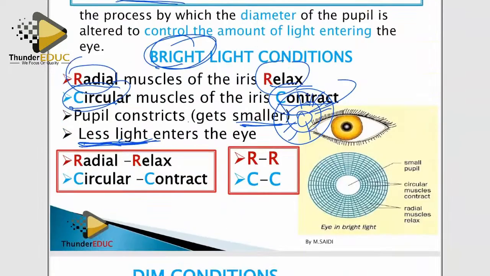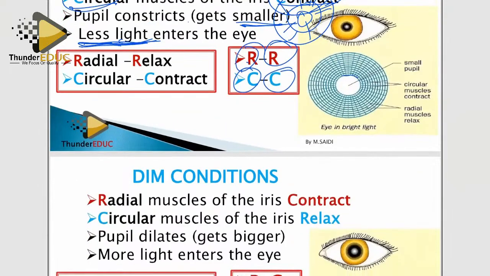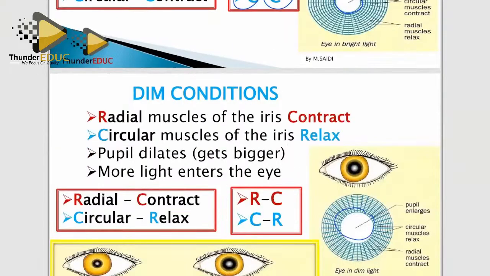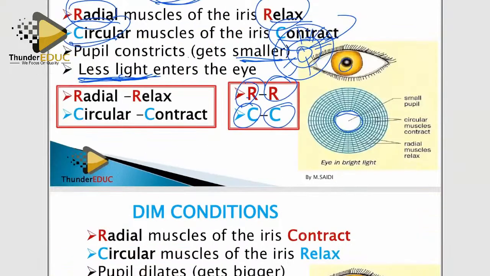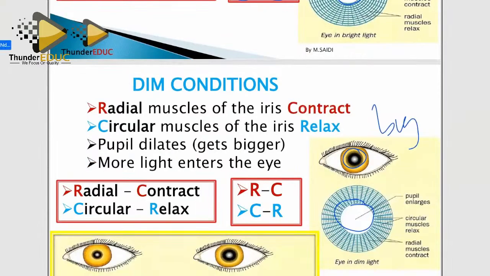That's why we say R with R, C with C. In bright light, don't mix the letters. R will go with R, C will go with C. If you look at them here, you can also see that the diameter of the pupil has constricted. If you compare this pupil size and this pupil size, you'll see that this is small, while this one is big.